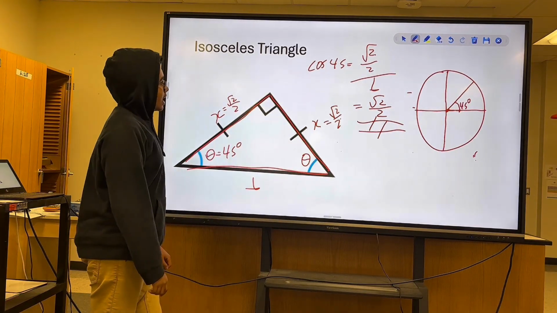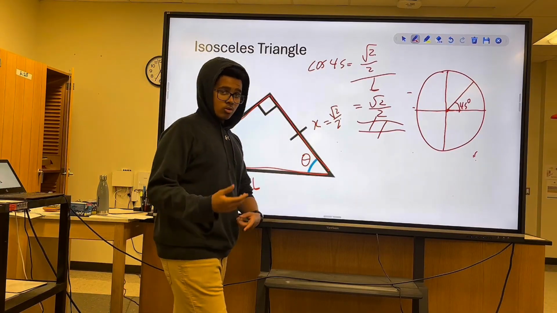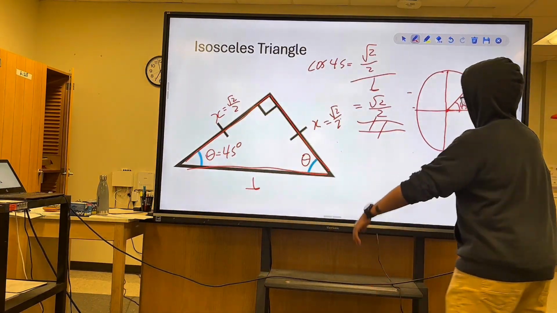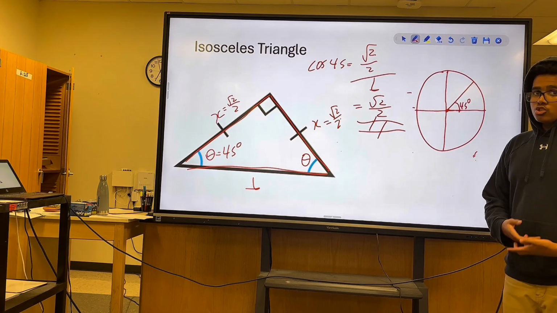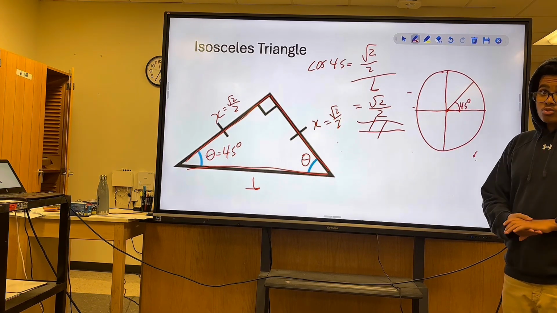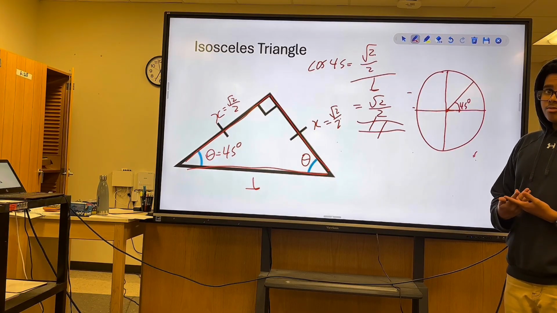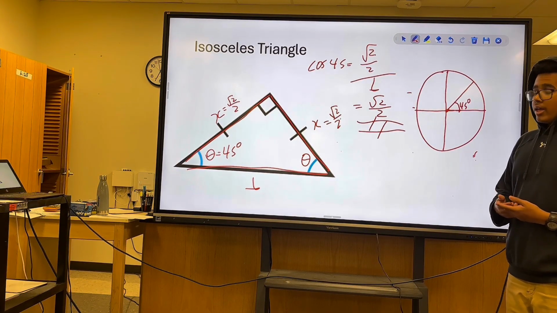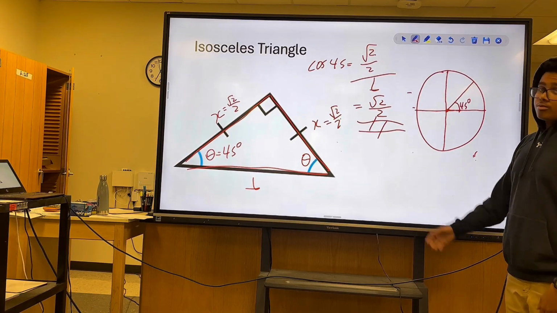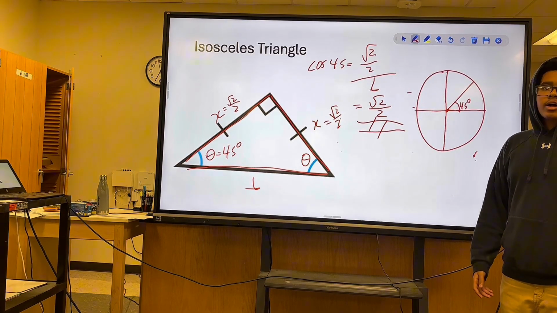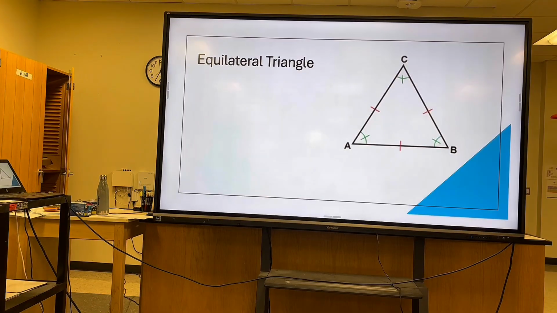So that is how the values for the cosine and sine of 45 degrees were created. That is one way of using the isosceles right triangle to derive the values of cosine 45 and sine 45. And that is why it makes it a special triangle. You can easily solve for the values of cos 45, unlike the values of sine 15.